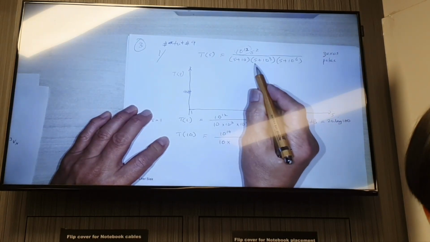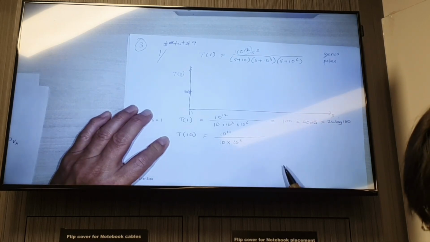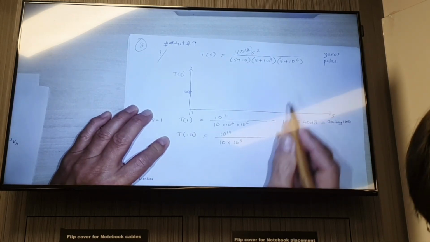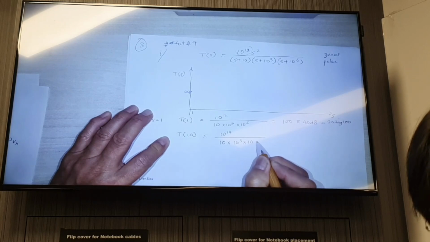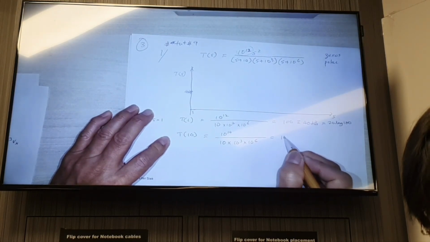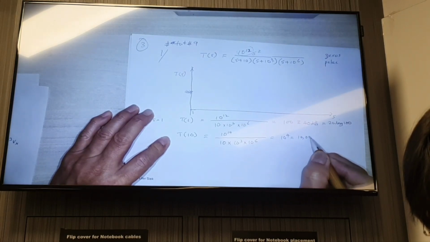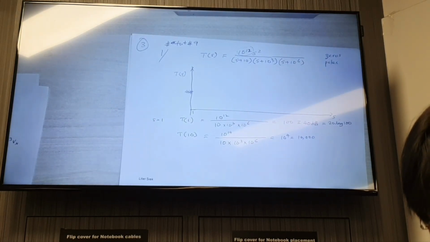Then you come to this term. 10 plus 1k is still 1k. 10 plus 1 meg is still 1 meg. So now we are up at 10 to the 4, which is 10,000.